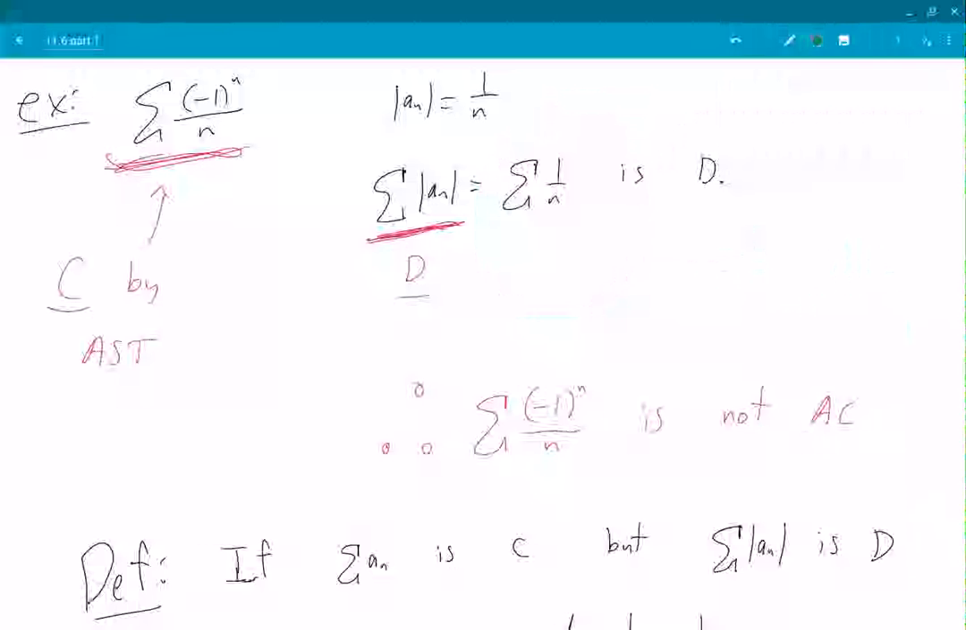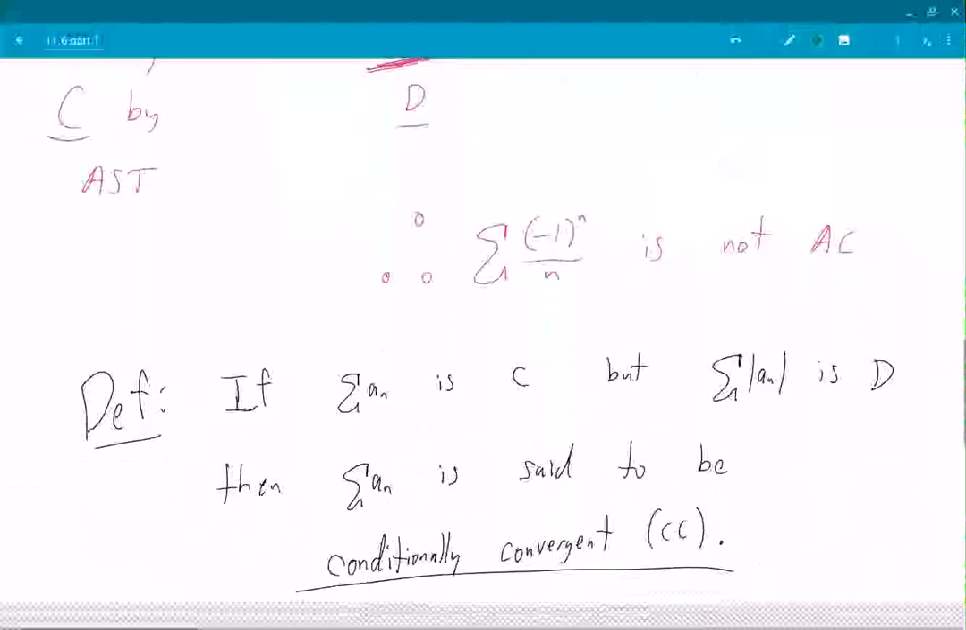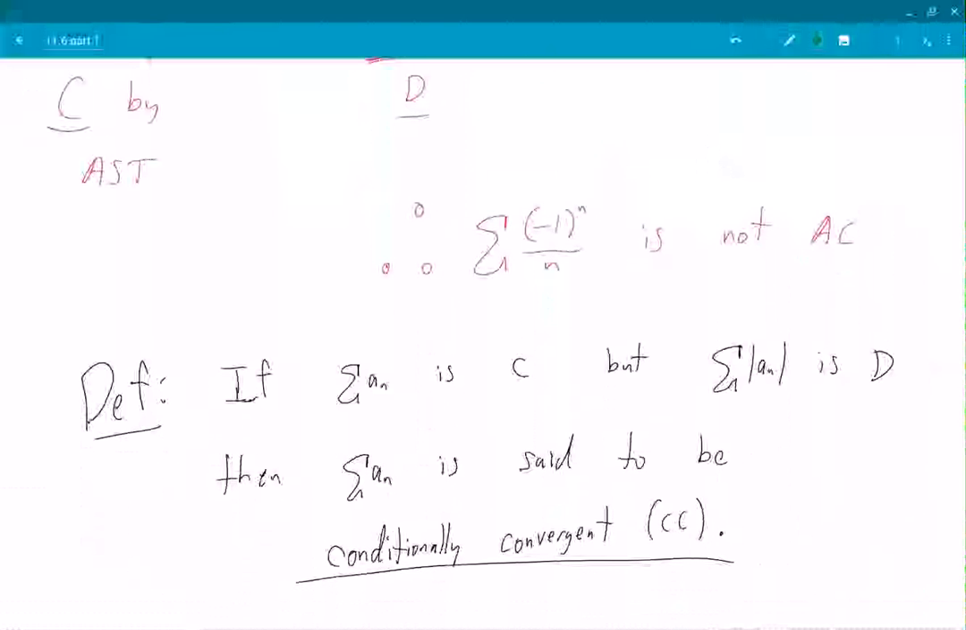Okay, so we have a category of convergent series that are not absolutely convergent. And we give these a special name. We call them conditionally convergent. So again, these are series that are convergent themselves, but they're not absolutely convergent.